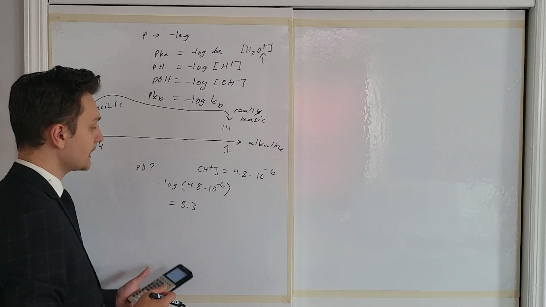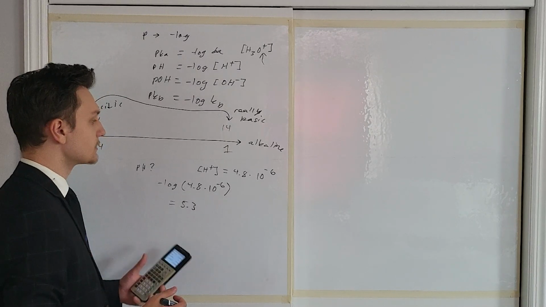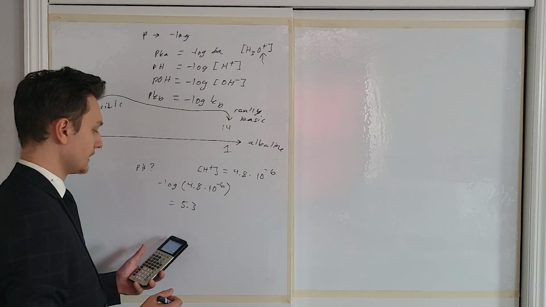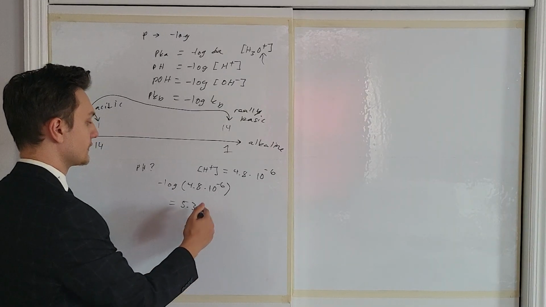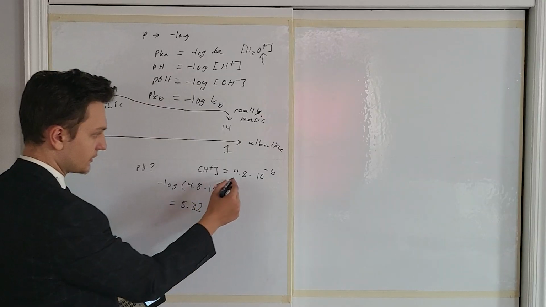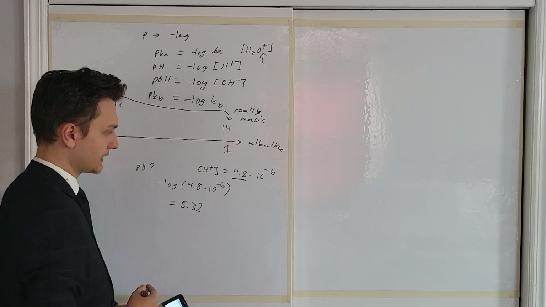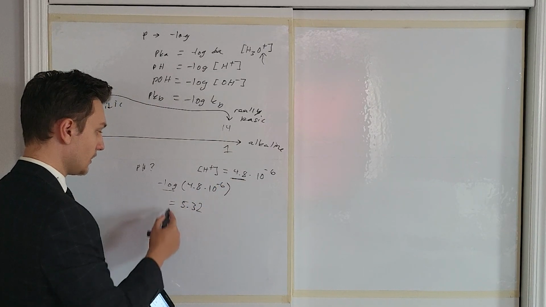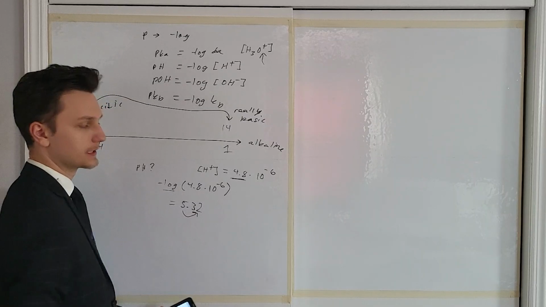An interesting thing about significant figures is whenever you take the log of something, you can add one significant figure. So this is 5.32. You see, I started out with two significant figures in my scientific notation, and when I take the log of something, I can add one more sig fig.